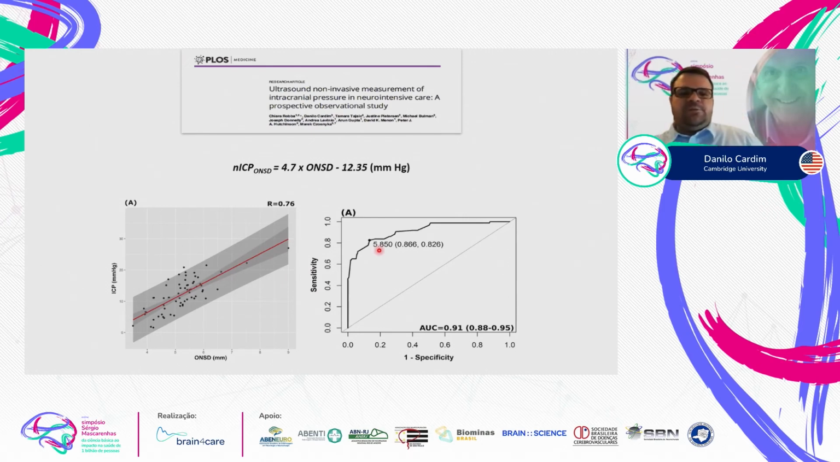And also for this work, we were able to create a linear regression between these measurements, which provided us with a linear regression model that can be utilized to estimate non-invasive ICP, in millimeters of mercury, based on optic nerve sheath diameter in millimeters.